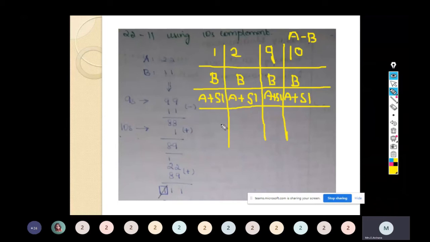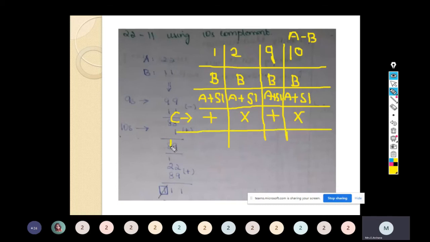If there is a carry, what about the carry? If there is a carry, we have to add the carry to the result. It is called an end around carry. If there is a carry, add the carry to the result and the answer is positive. In 2's and 10's complement, if there is a carry, then we have to discard the carry. This is step 3.